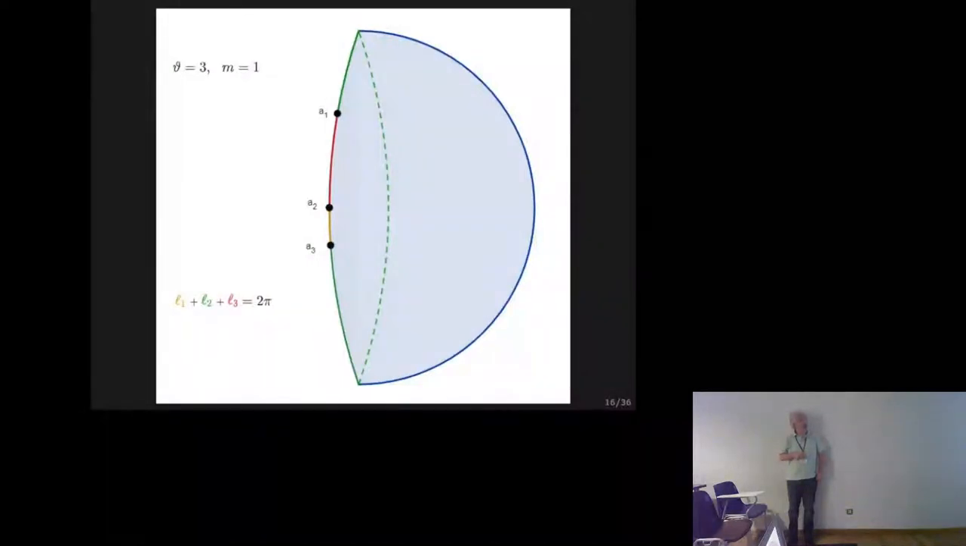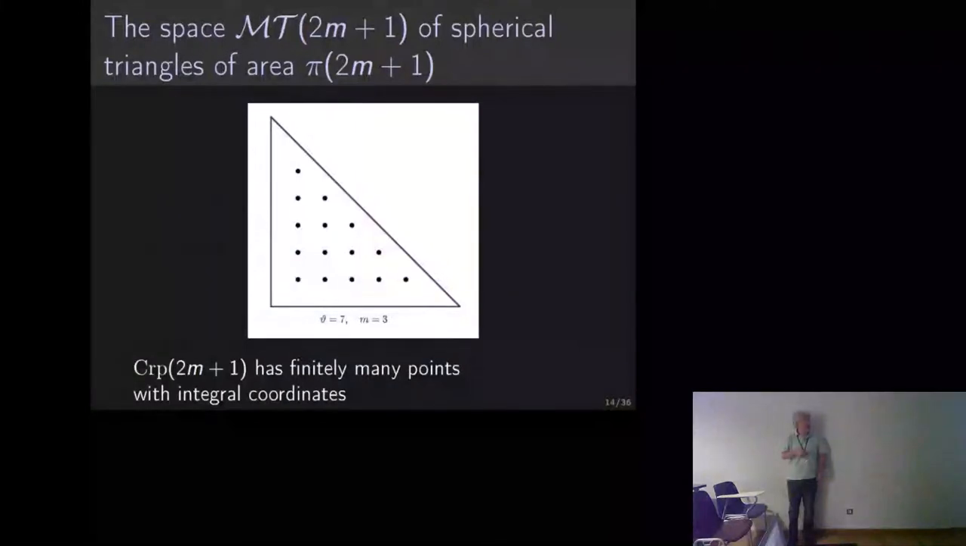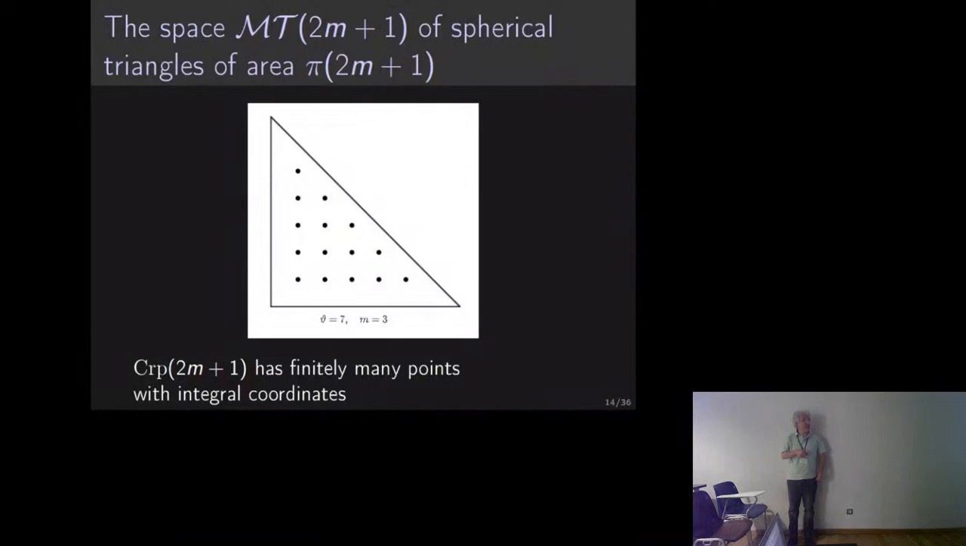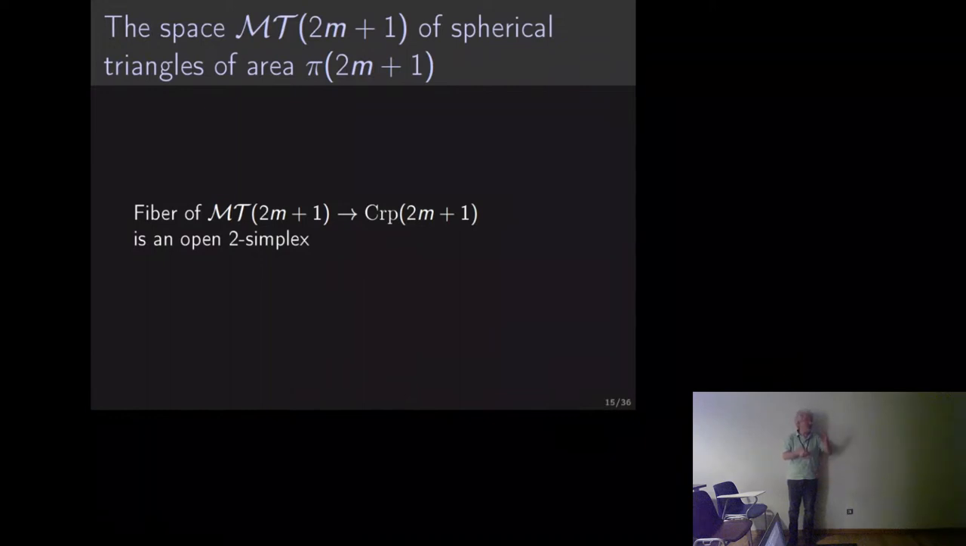So this is a basic example. Take a hemisphere, take the boundary of the hemisphere, and then you break it into three segments of lengths A, B, and C, such that the sum of the three lengths is 2 pi. And this is a spherical triangle, according to our definitions. And the angles are pi, pi, pi. So the angles are always the same, but these three lengths can move in an open two-simplex. So when the angles are fixed, there is this two-simplex of triangles that are the fiber of this map. So this is also a surface, but it's disconnected now into a number of two-dimensional surfaces.